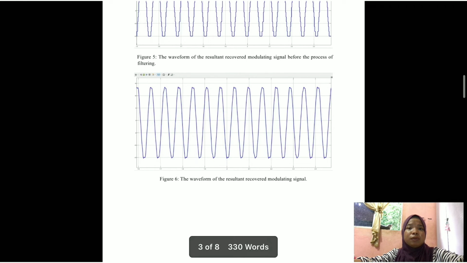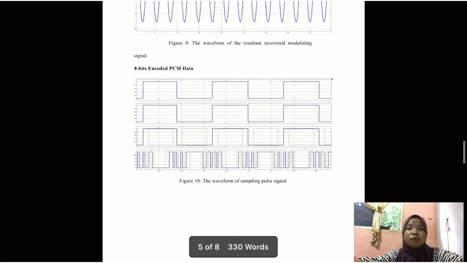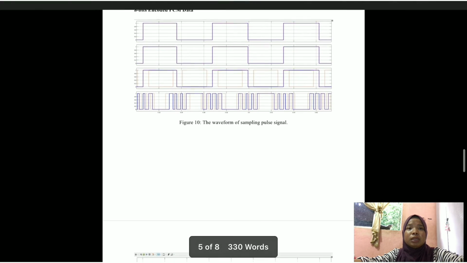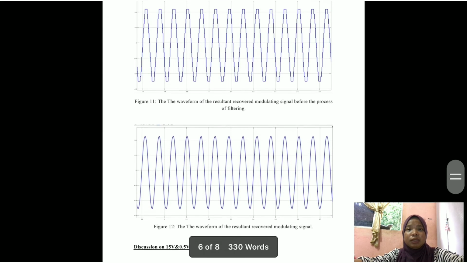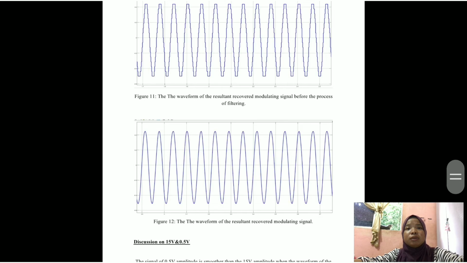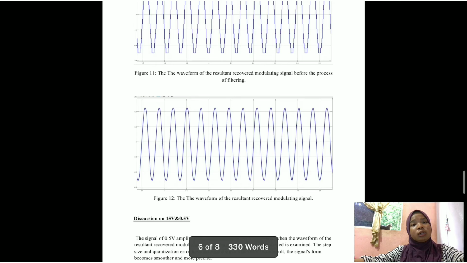And then this is the 0.5 volt 4-bit PCM data. We can see the waveform of sampling pulse signals, and then the waveform of the resultant recovered modulating signal of 4-bit at 0.5 volt. You can see clearly the amplitude is very smooth. And then this is the 8-bit encoded PCM data. Okay, this is the waveform. We can see the amplitude is very smooth compared to 15 volt.